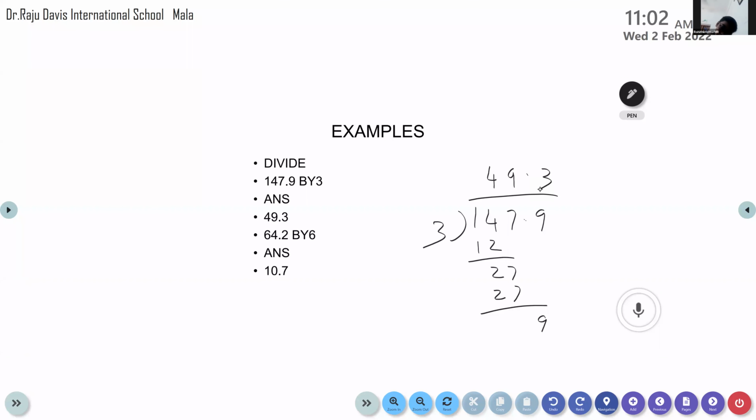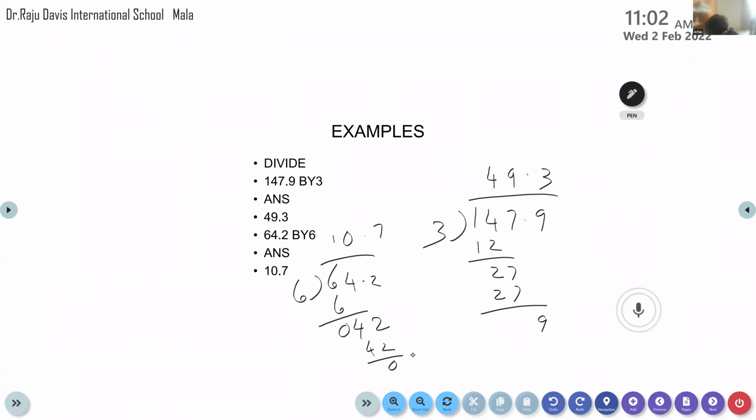49.3. Answer 49. First question answer is? Two questions. Second question, 64.2. Yes. Okay. Am I good? 64.2. 4 you cannot divide, so 42 you will get it as 10.7.